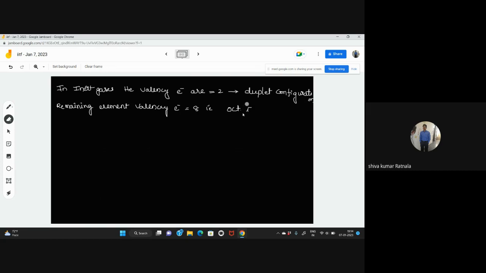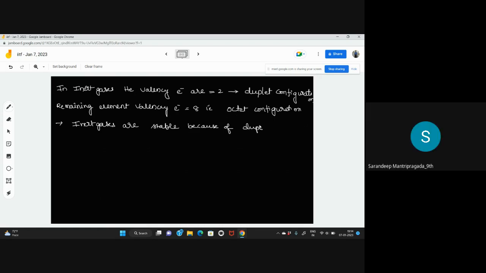Octet configuration. So, as for inert gases, it was observed that what we can say. Inert gases are stable because the subshells are completely filled, in duplet or octet configuration.